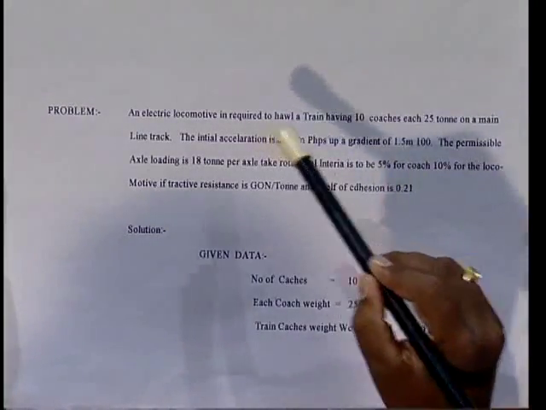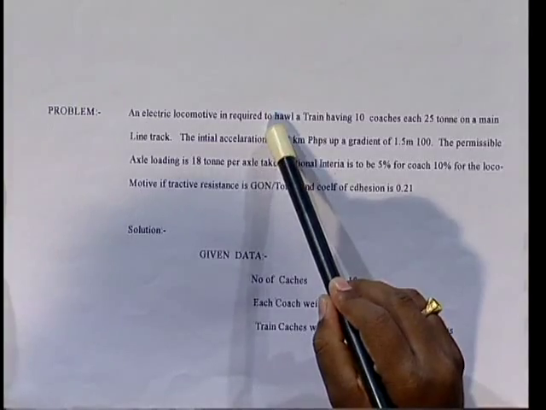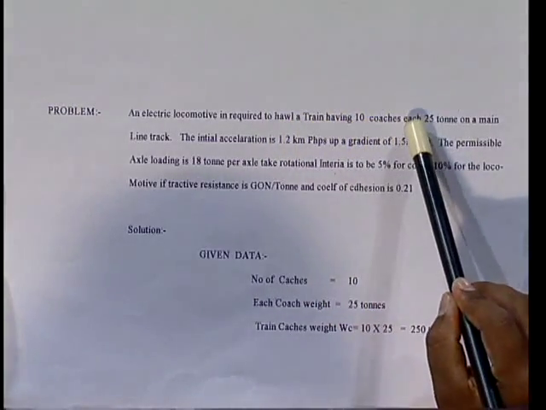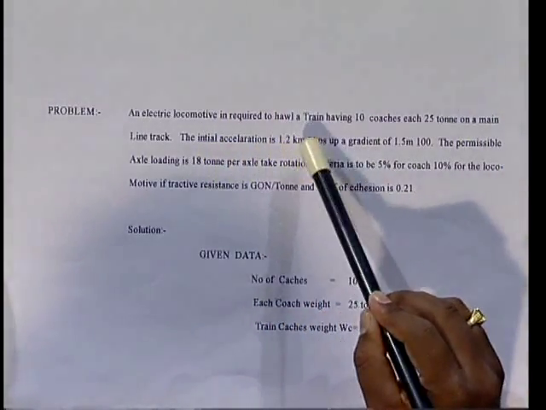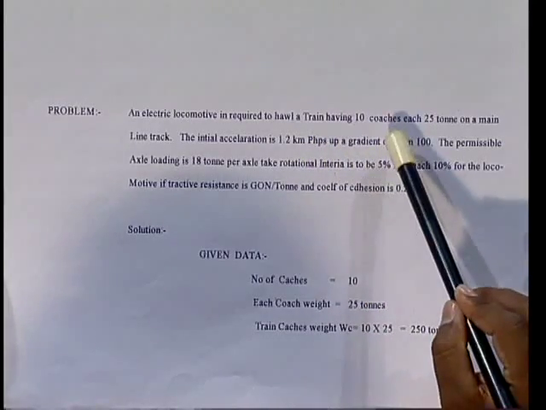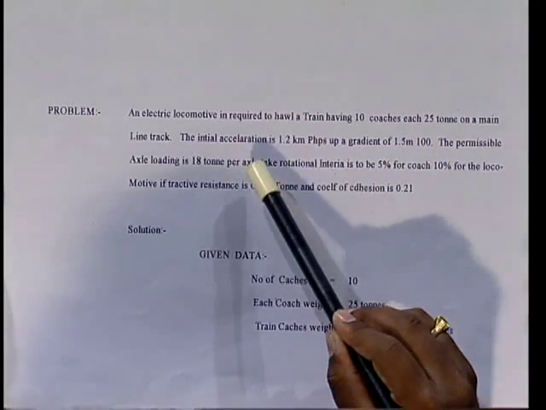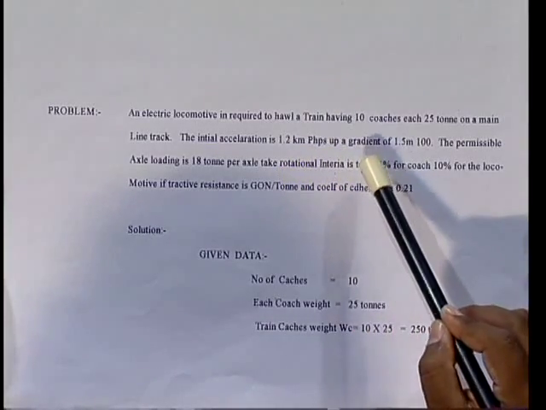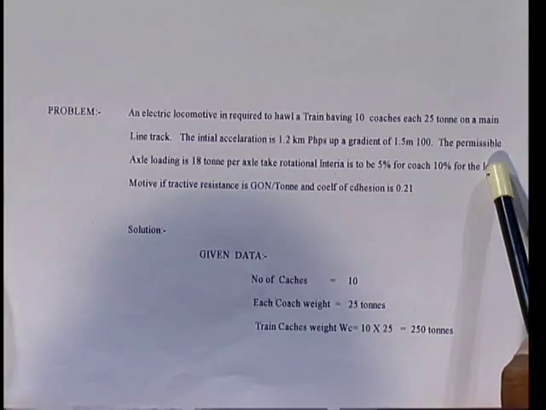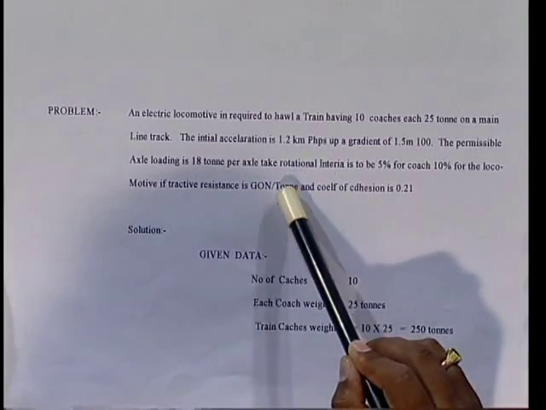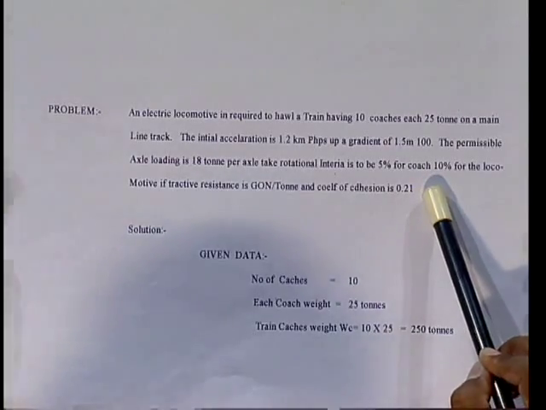I will read the problem once again for a clear understanding of the given data. An electric locomotive is required to haul a train having 10 coaches, each of 25 ton, on a main line track. The initial acceleration is 1.2 km/h/s, up a gradient of 1.5 in 100. The permissible axle loading is 18 ton per axle. Take the rotational inertia to be 5% for the coaches and 10% for the locomotive. The tractive resistance is 40 newtons per ton and the coefficient of adhesion is 0.1.